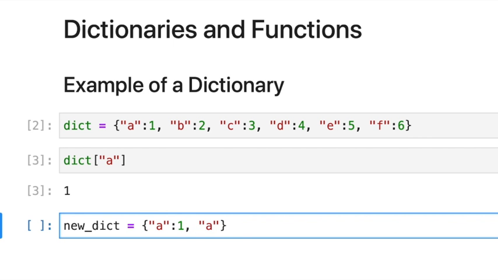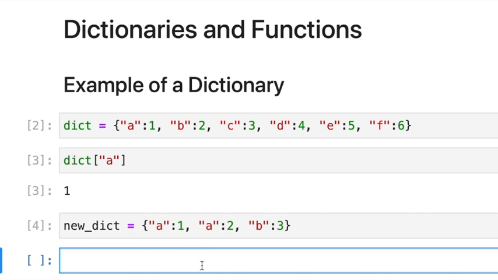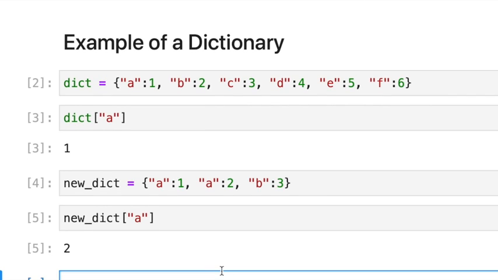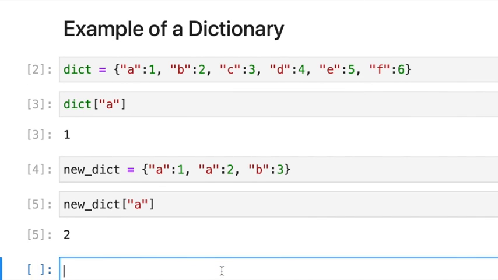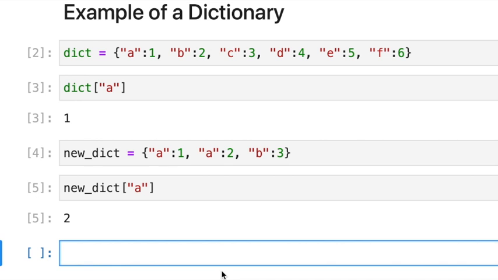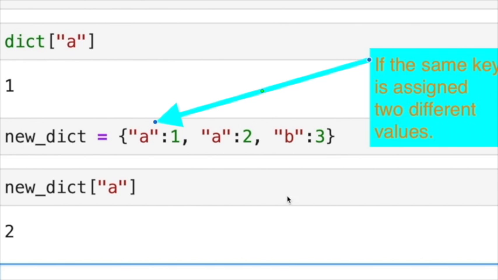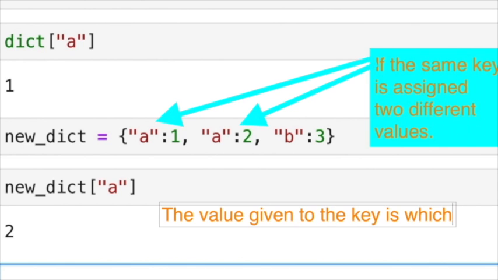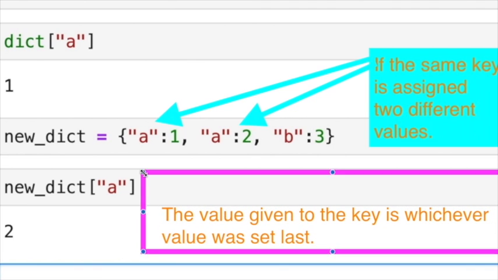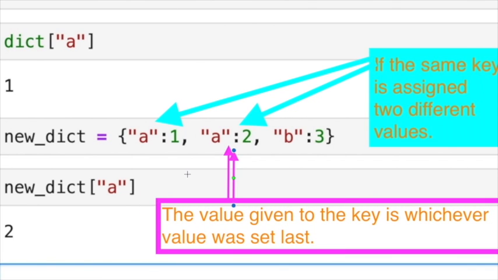So a natural question is, can a key have more than one value? Like, can I do A:1, A:2? What happens then? So if I try to set the same key to two different values, then what actually happens in the dictionary is that the value given to the key will be whichever one was set last. So in effect, I can only have one value per key.